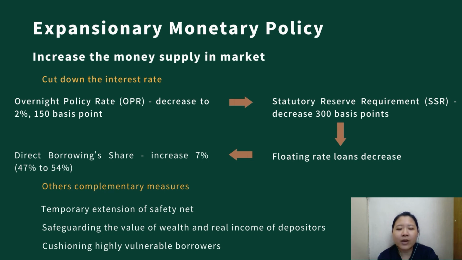In addition, the bank also introduced other complementary measures such as temporary extension of safety net, safeguarding the value of wealth and real income of depositors, and cushioning highly vulnerable borrowers, so that easing the interest rate allowed the community to continue to have access to financing. In short, the expansionary fiscal and monetary policy successfully helped the Malaysian economy recover from recession as the GDP growth increased to 7.4% in 2010.